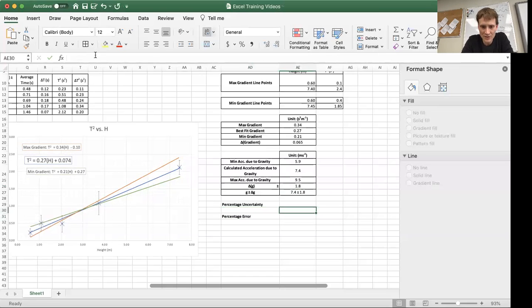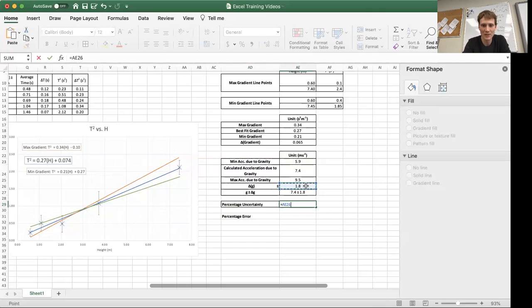So the percentage uncertainty is the value of the uncertainty represented as a percentage. I have all the things I need for that particular measurement right here. The percentage uncertainty will just be equal to the uncertainty, 1.8 meters per second squared, divided by my calculated acceleration here. And then I'm going to format that as a percentage.